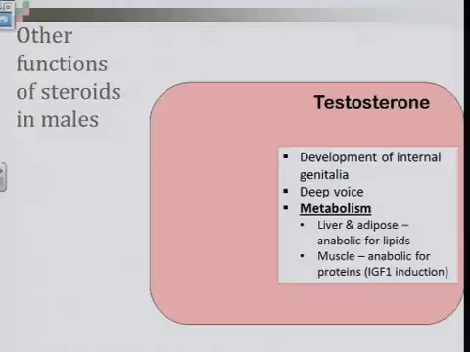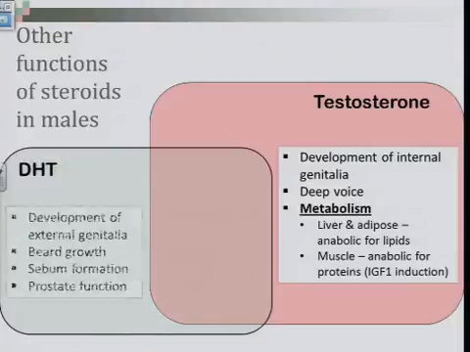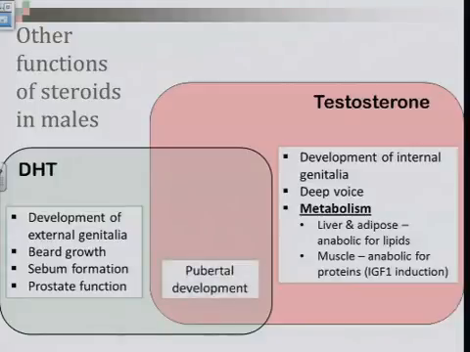It has metabolic effects. In the liver and adipose, it's anabolic for lipids, and it's also anabolic for proteins and induces IGF-1 synthesis. DHT is uniquely required for development of the external genitalia, beard growth, sebum formation, and prostate function. And along with testosterone, is required for general pubertal development.